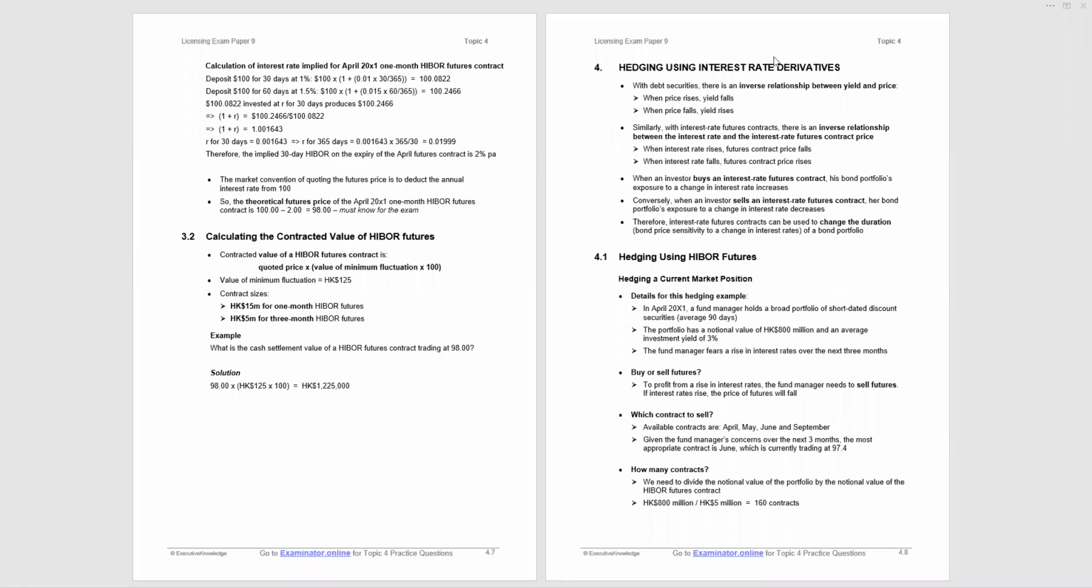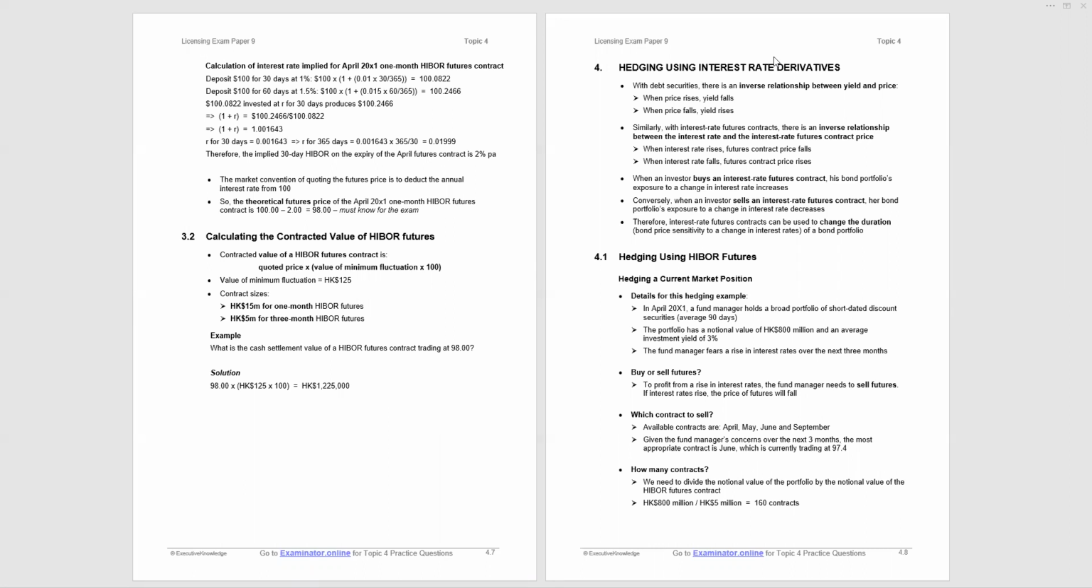Continuing with topic 4, paper 9, we'll look at section 3.2 on page 4.7. That is calculating the contracted value of HIBOR futures. Now, this often appears as a question and is very straightforward if you are aware of the formula. If not, you may find yourself doing some discounting of future values, which is not the approach.